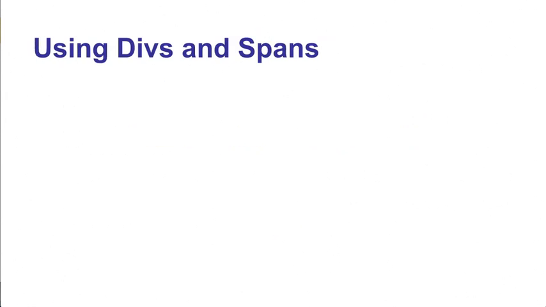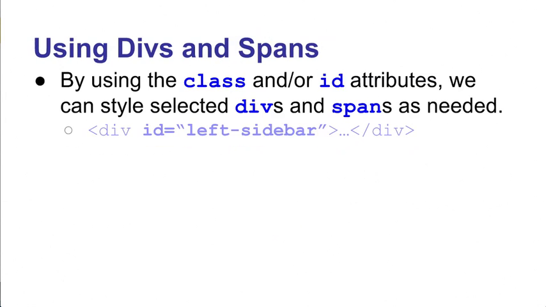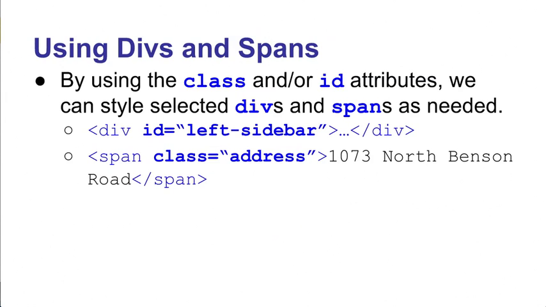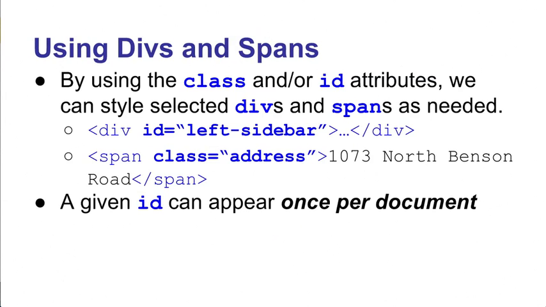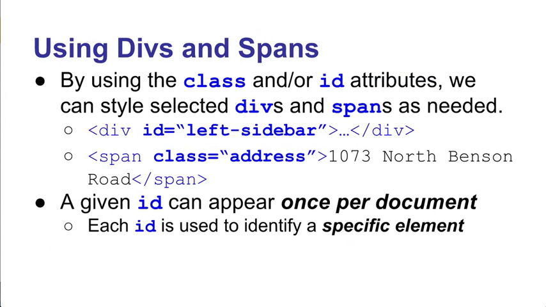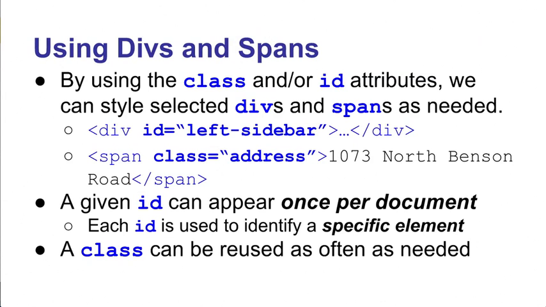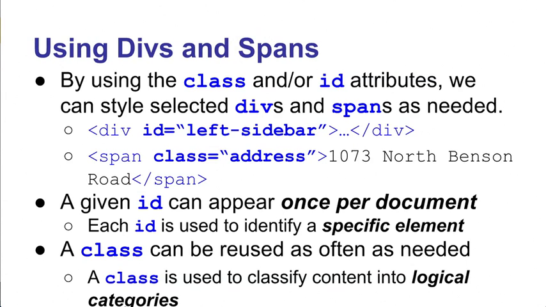Since no semantic meaning is applied by the generic tag names div and span, we have to indicate the meaning in other ways. We do this using the class and ID attributes, which can be just about anything we want. There are a couple of rules that have to be followed, however. Any given ID can only appear once per document. It's intended to single out a specific element and as such should be unique. Any given class can be reused as often as you like. However, all the elements so marked should belong to the same logical type or category.